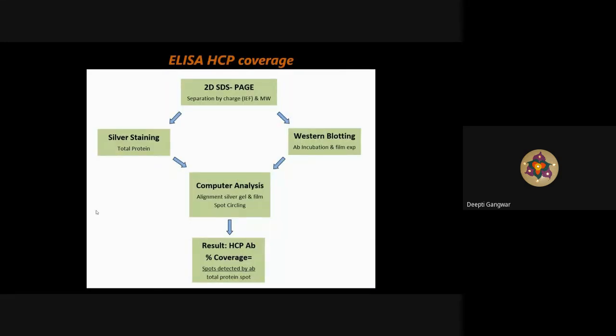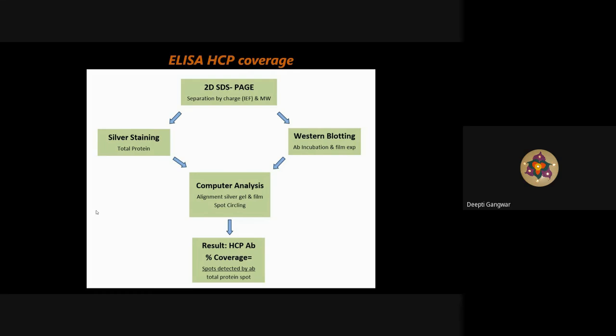HCP ELISA coverage, as I just mentioned: when you are generating a reagent for ELISA, what you ultimately have to show is, if there were 100 proteins present in my initial pool of host cell proteins, and after immunization, how many of these proteins are giving me the antibody response, and finally, in my pool of antibodies, out of these 100 proteins, how many of them are actually recognized. So that is the coverage.